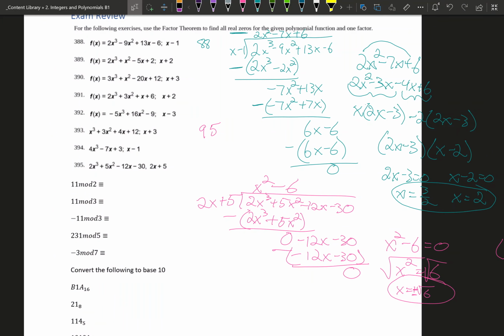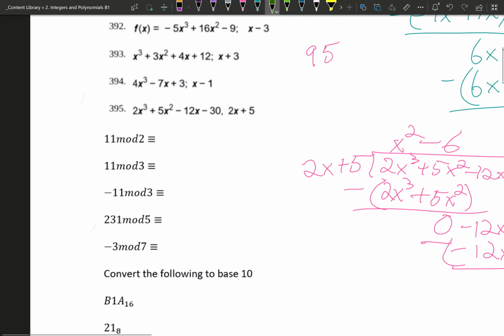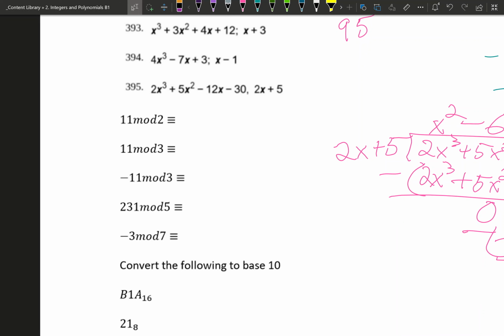Let's talk modular arithmetic. Remember, for modular arithmetic, we are looking at the remainder for these problems. So this first problem, 11 mod 2, is saying, look, we are taking 11, dividing by 2, what's the remainder? So 2 times 5 is 10, 11 minus 10 gives us a remainder of 1. 11 mod 3, same thing. 11 divided by 3, well, our quotient's going to be 3 with a remainder of 2.